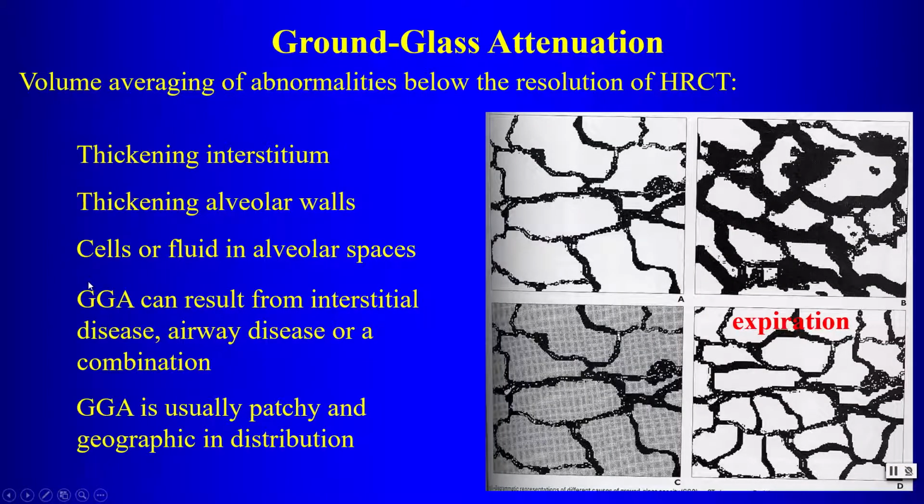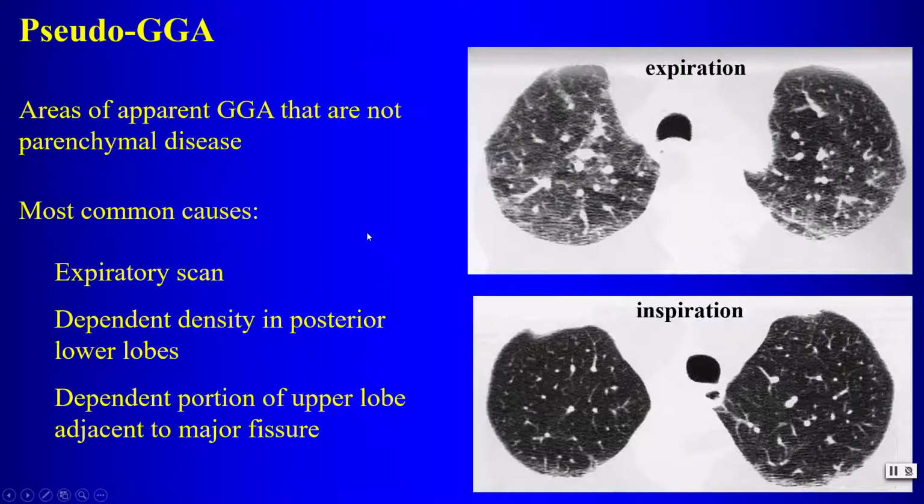Now, ground glass in and of itself is a purely non-specific finding. So we can see it from fluid within the alveolar spaces. You can see it from thickening of interlobular septae from fibrosis. You can even see it on expiration. Expiration can also give you ground glass opacity. So ground glass in and of itself is not really a specific finding.